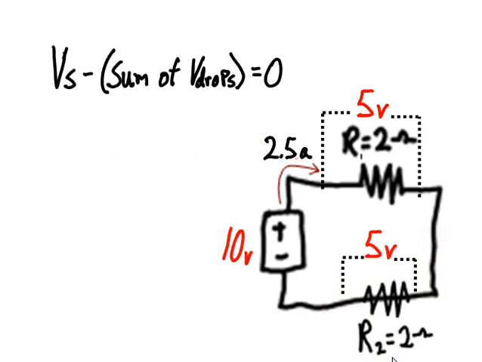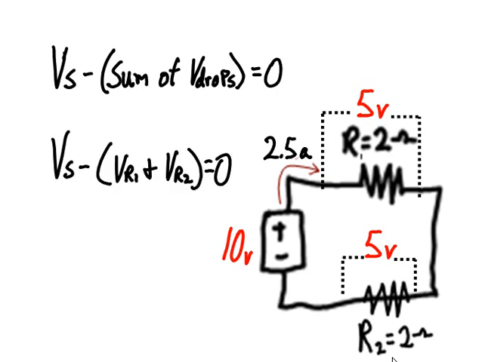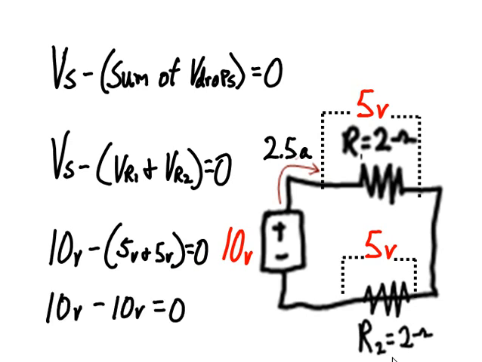So the voltage source minus the sum of the voltage drops equals 0. Voltage source minus VR1 plus VR2 equals 0. 10 volts minus 5 volts plus 5 volts equals 0. 10 volts minus 10 volts equals 0. And finally, 0 equals 0.